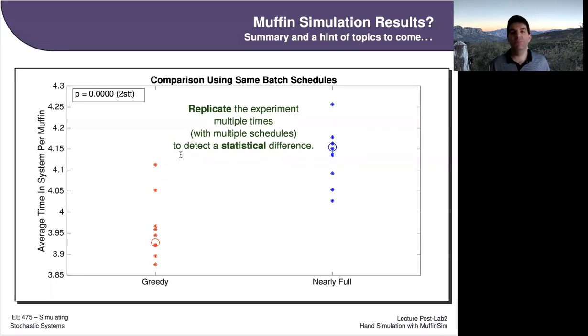You might be able to come up with one muffin schedule where nearly full will win, but most of the time, the greedy policy will win. So for 99 or 95 or whatever percent of the schedules that you give it, greedy is going to be better. That might be the case.